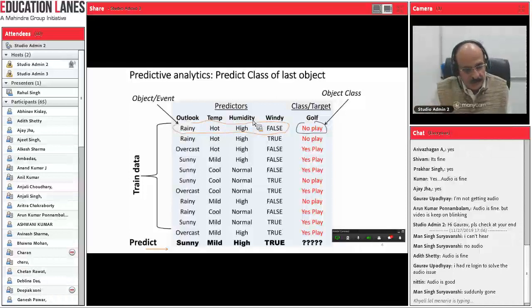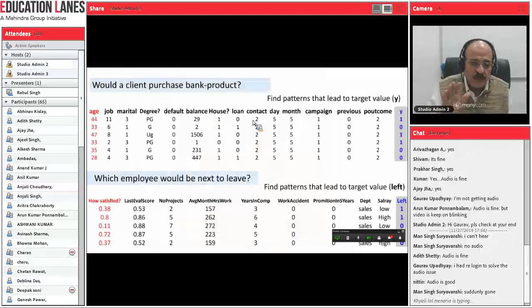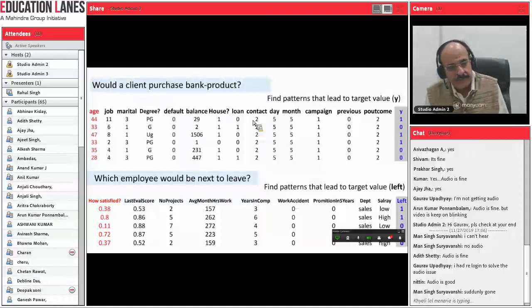Okay, so now take an example which is closer to an industry.